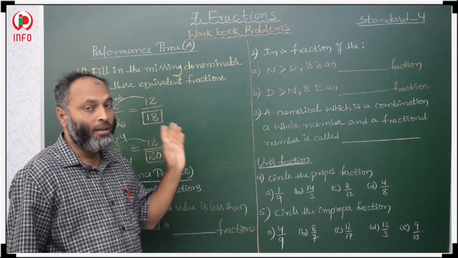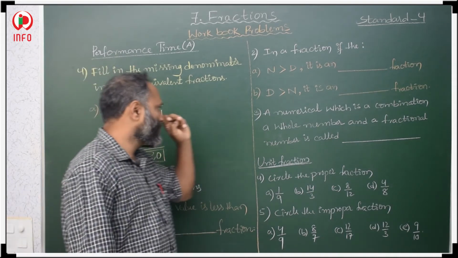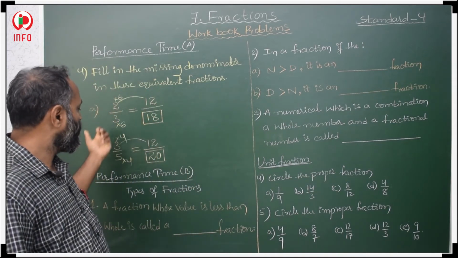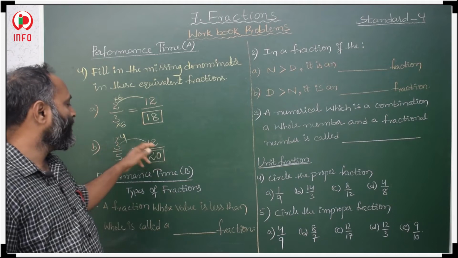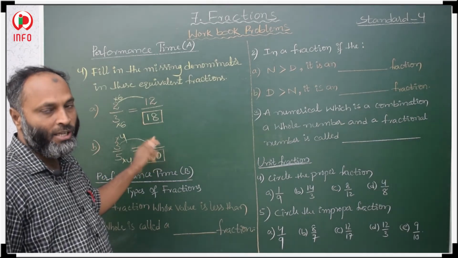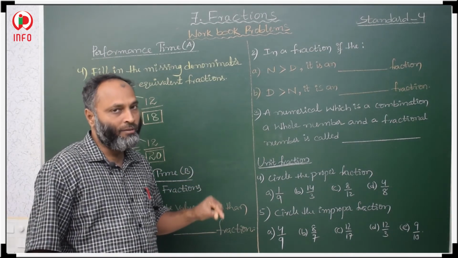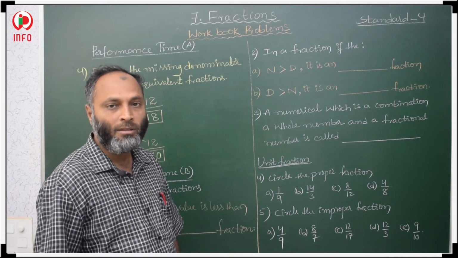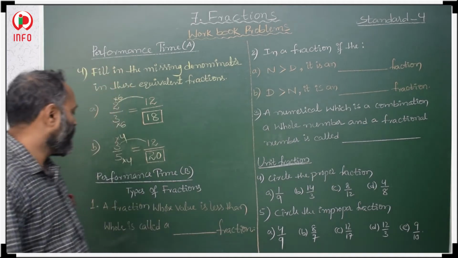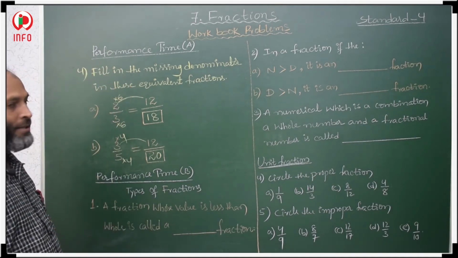First we have to compare the numerators. In this numerator, for what number we have to multiply to get this, we have to find that one. With the same number we have to multiply the denominator, and that product we have to write in the given box. Okay.